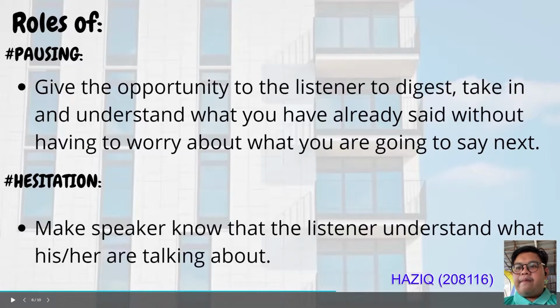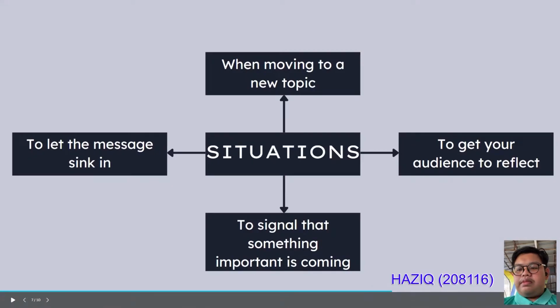The next is the role of hesitation. One of the roles of hesitation is to make the speakers know that the listeners understand what he or she is talking about. When we speak, we want to make sure that our listeners know what we are talking about so that they can focus and pay attention to what we are going to say.